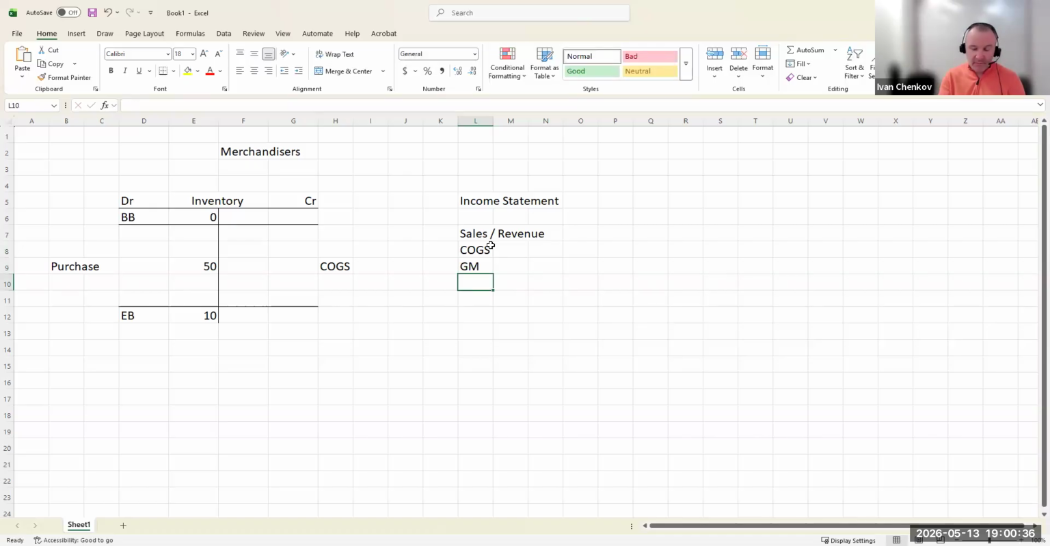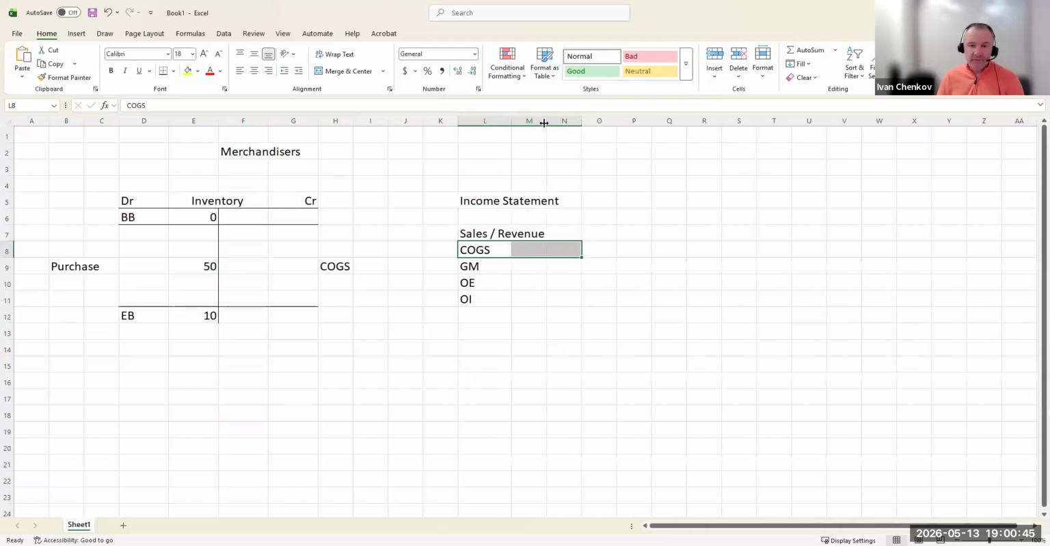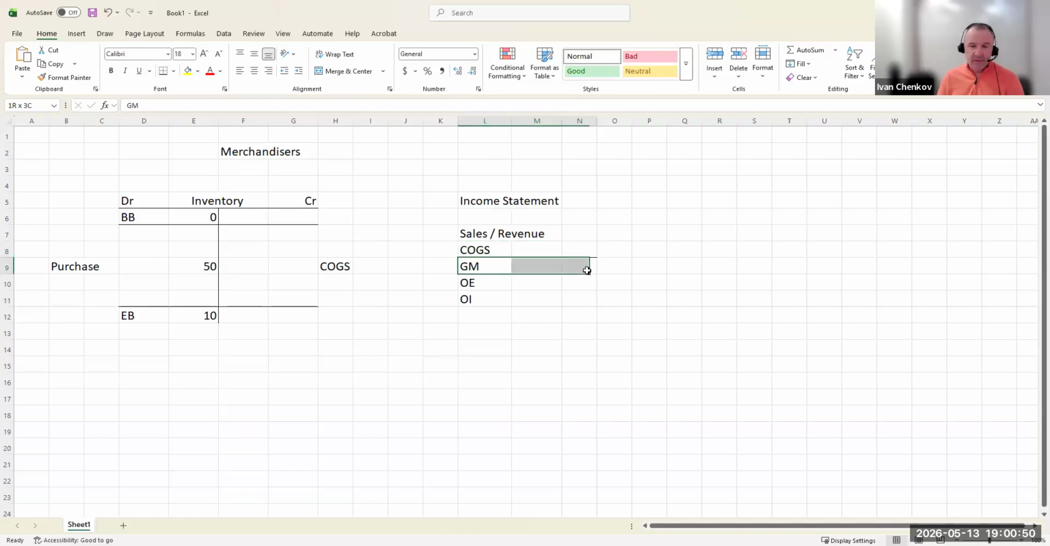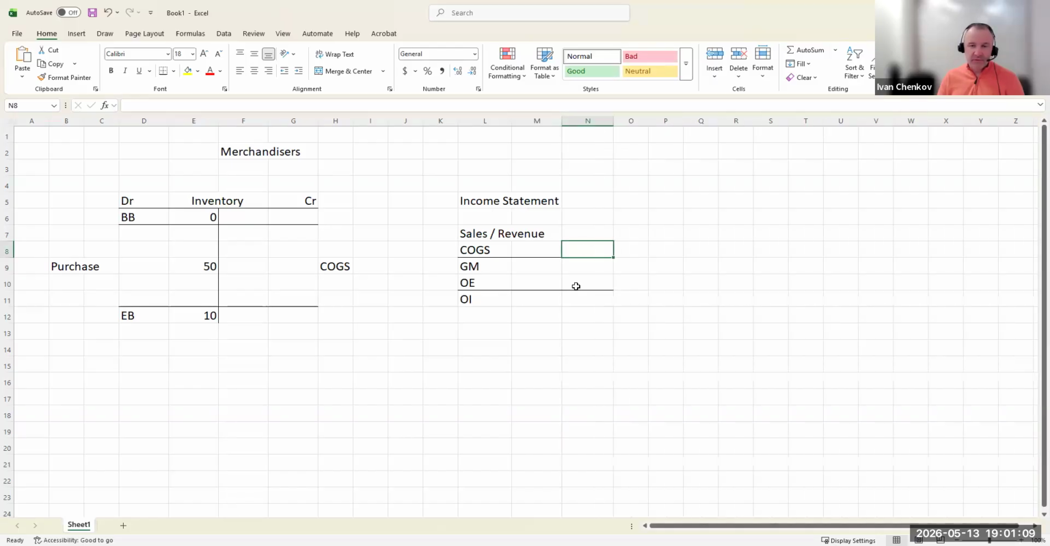Then we're going to have operating expenses. And after that, we're going to have operating income. That's the general presentation or general format of the income statement. First comes cost of goods sold. Then we have gross margin, the first calculation, then operating expenses, another calculation. Actually, I don't need this one here. After operating expenses comes another calculation, and then we have operating income. So the main objective here is to get the cost of goods sold.